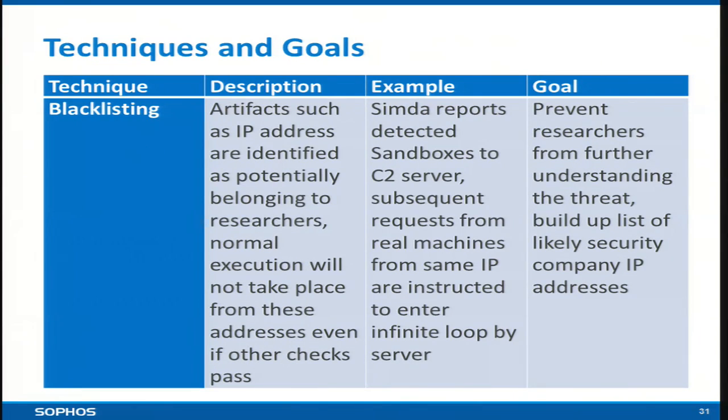The second technique is the general blacklisting technique. So the similar example blacklists on IP address, but that's just one example of the kind of thing that you can blacklist against. Other elements of the sandbox machine which you can pick up, things like usernames, computer names, hardware IDs, you can use those to blacklist against and deny or change the behavior if you encounter those. And that prevents researchers from being able to understand the threat properly.